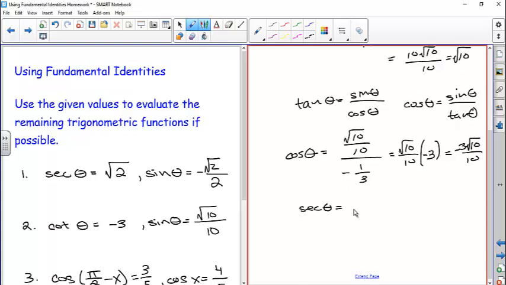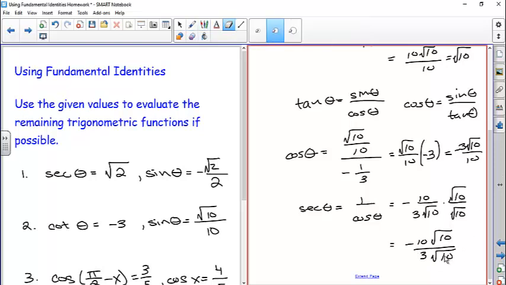And so the secant is 1 over the cosine. So you can take the cosine and just flip everything over. So 10 divided by negative 3 times the square root of 10. And then you multiply and divide by the square root of 10. So you get negative 10 times the square root of 10 over 3 times 10, so actually not over the square root of 10, but over 10.